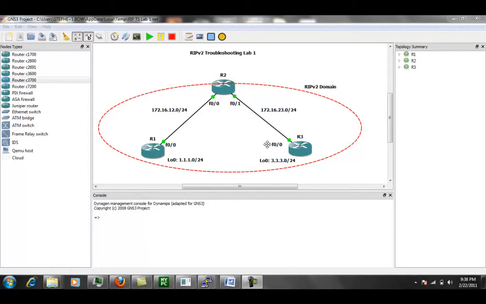RIP version 2, our Routing Information Protocol version 2. In particular, within RIP version 2 we're going to be taking a look at troubleshooting RIP version 2. So we're going to break down RIP version 2 and show you how to properly troubleshoot RIP version 2.